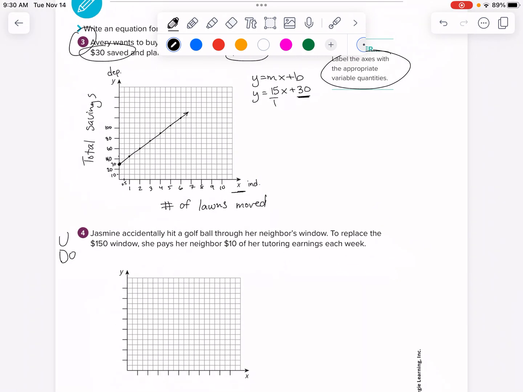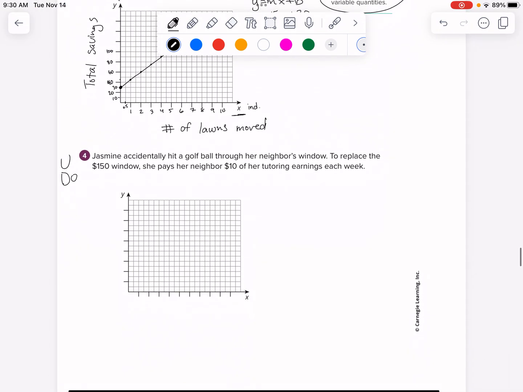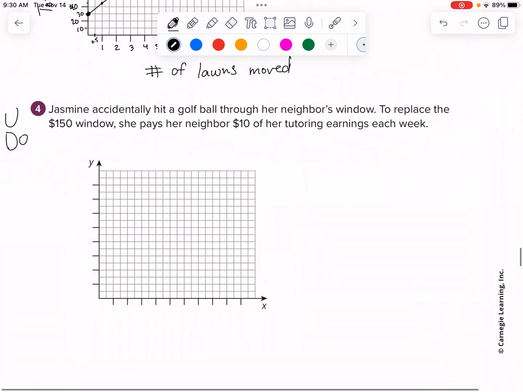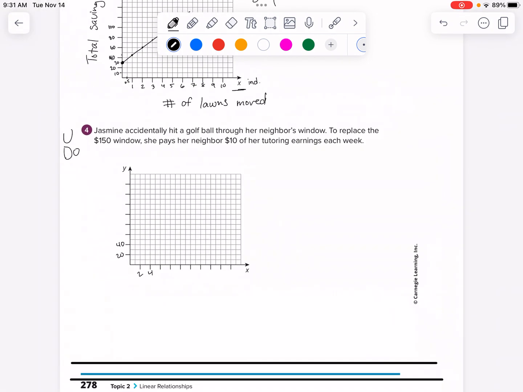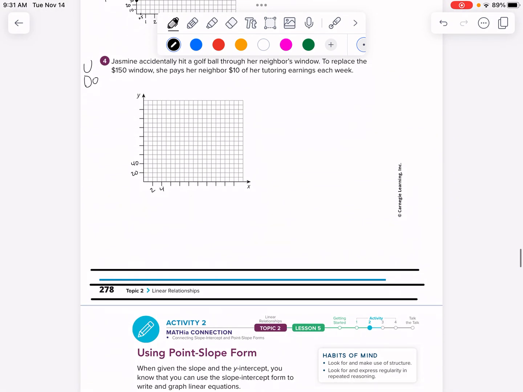I'd like for you to try number 4, where we're talking about a golf ball number of weeks and an amount owed toward this window repayment. I'll have you work on this, but I'll just say that this is going by increments of 2 for every big tick mark, and we'll have this go by increments of 20. But go and determine what goes where. This will be a negative line. And we'll stop there. We'll continue activity 2 tomorrow. All right. Let me know if you have any questions.